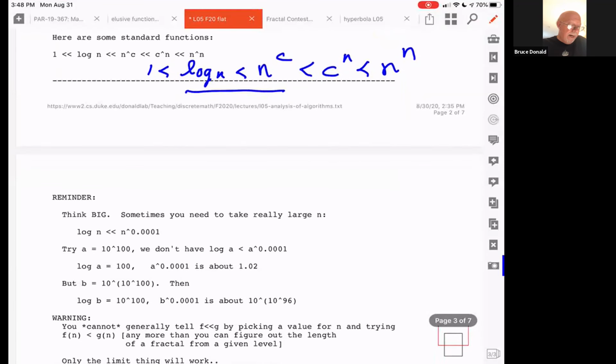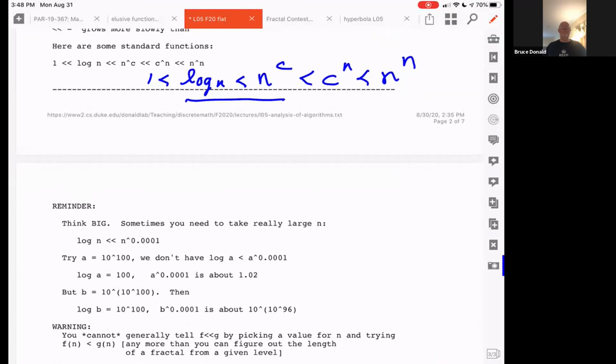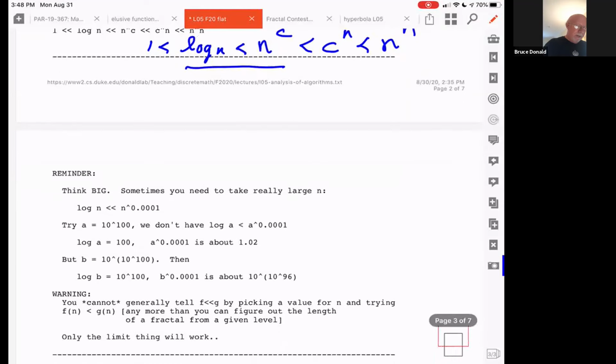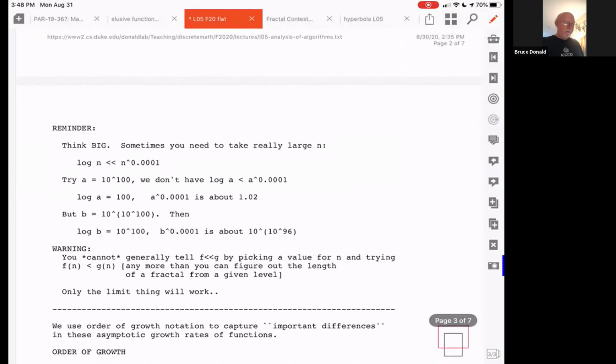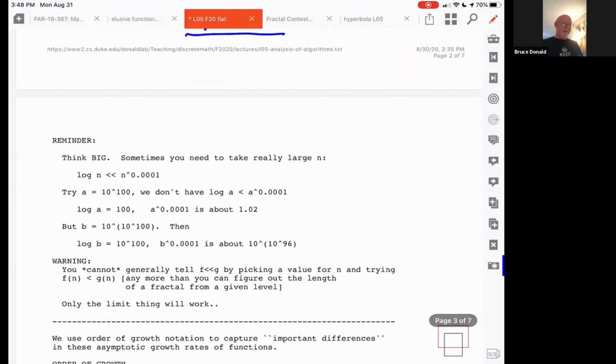So you cannot, in general, tell when f grows more slowly than g by just picking a value for n and plugging it into f and g, any more than you can figure out the length of a fractal by looking at a given level. Only the limit really works for this. So this is a way of thinking about order of growth. And what we're trying to do here is to use a notion like this to capture important differences between the growth rates of functions.